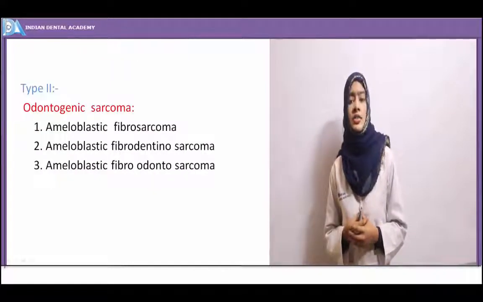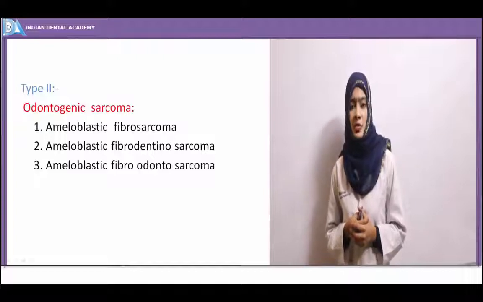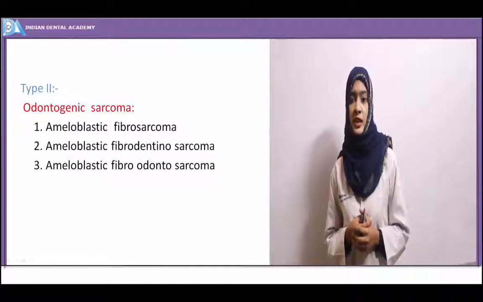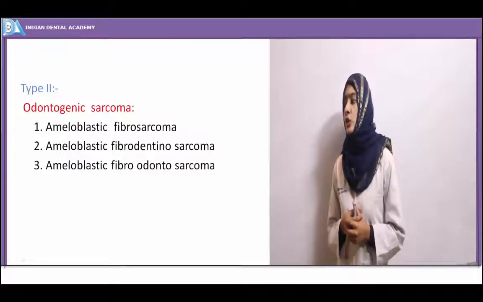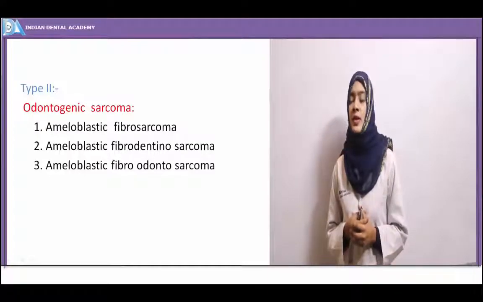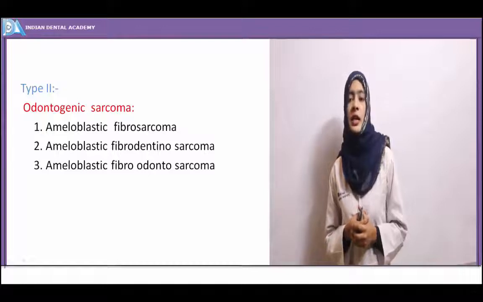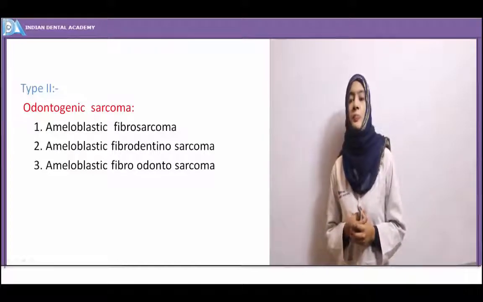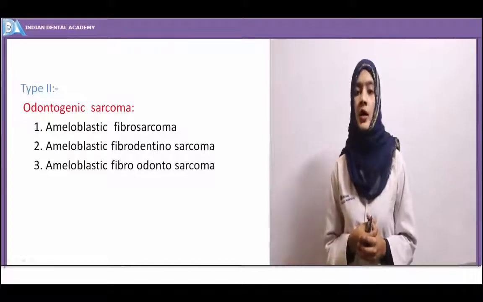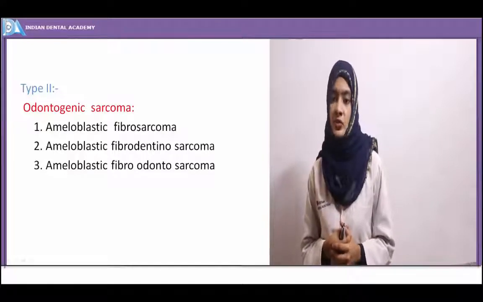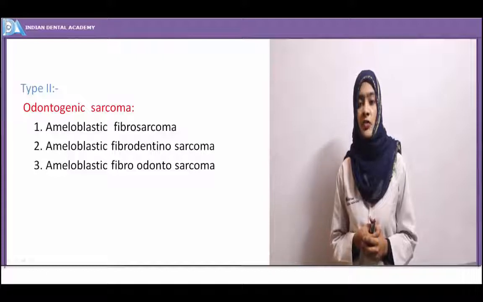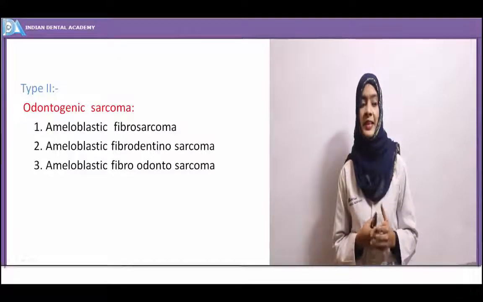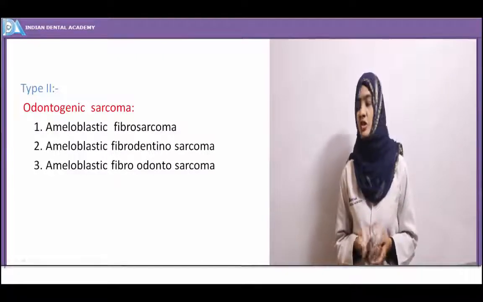Then the sarcomatous form. Sarcomatous forms are a little bit more dangerous when compared to the odontomas. They include the ameloblastic fibrosarcoma, ameloblastic fibrodentinosarcoma, and ameloblastic fibroodontosarcoma. So we'll be studying the most important odontogenic tumors which we'll commonly encounter and which are more of a concern to the dentist because of their characteristic clinical presentations.